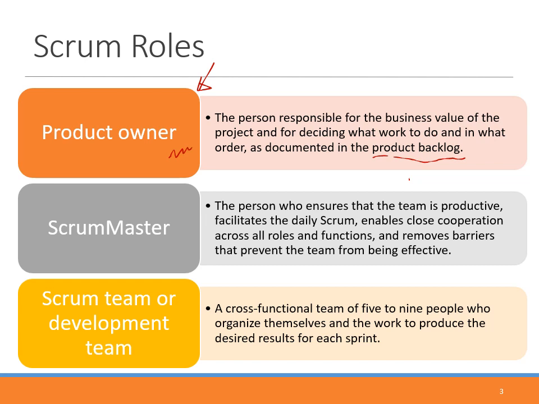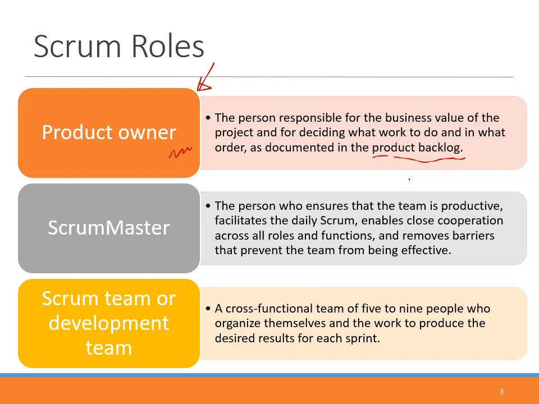And how can this product owner decide which one is most important? Of course, he works with the customer, he interacts with the stakeholders involved in each of the tasks and so on, and then communicates with the team. So this is the first role.